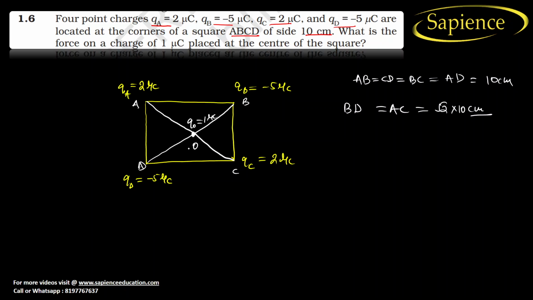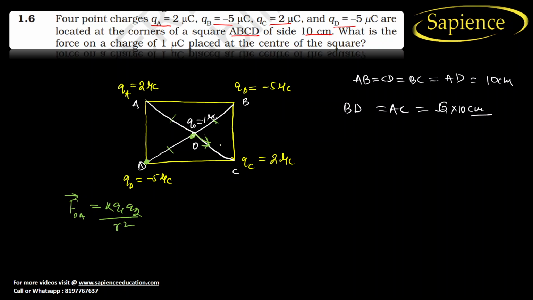So it means all the distances are equal, like AO is equal to OB is equal to OC is equal to OD, all at an equal distance. Now the force on O due to A is equal to KQ1 Q2 by R square. Since it is a positive charge and a positive charge, repulsion will happen.